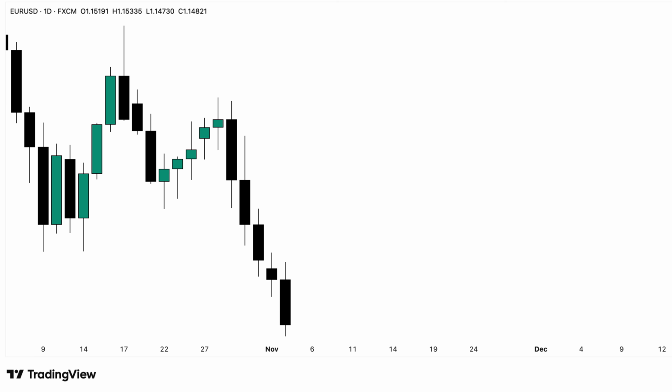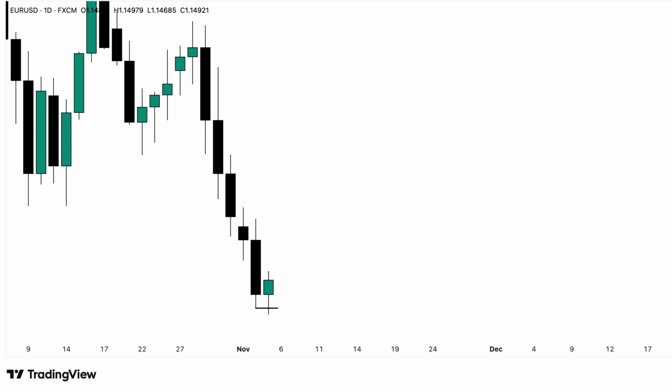Again, we have another close below the previous candle's low. So naturally, we expect continuation to the downside. And yes, price delivered that move. But now, this is where things start to change. Price sweeps this candle's low, but instead of continuing downward, it pushes back up.